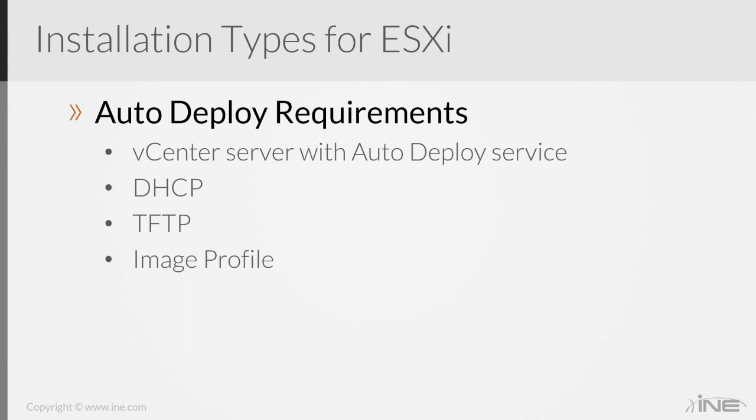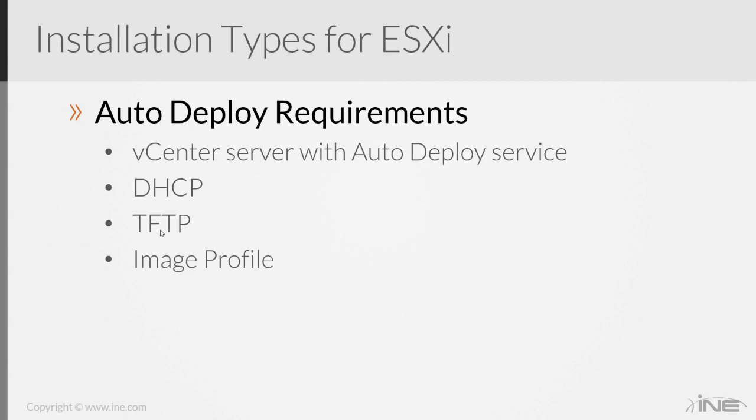Also, as I mentioned, we need auto deploy server with the service enabled, and this would be on our vCenter server. Secondly, we would need a DHCP server. So at boot time, the DHCP would assign an IP address to the host, along with the IP address also of your TFTP server. We would configure DHCP options 66 and 67. This is basically to point the host to our TFTP server.